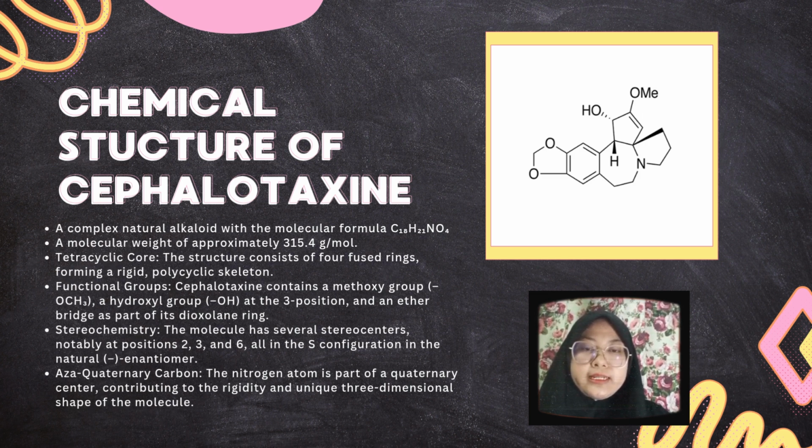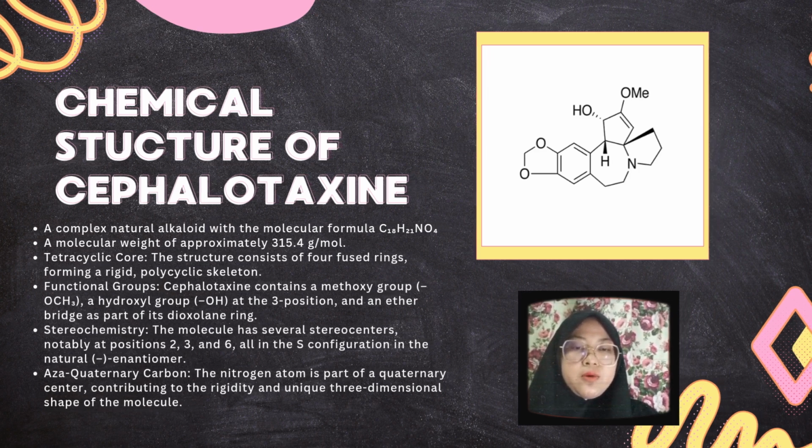It also contains a methoxy group, a hydroxy group at 3 positions, and an ether bridge as part of its dioxazine ring. The stereochemistry of this structure, it has several stereocenters, notably at position 2, 3, and 6 in the S configuration in the natural enantiomer. The nitrogen atom is part of a quaternary center, contributing to the rigidity and unique three-dimensional shape of the molecule.